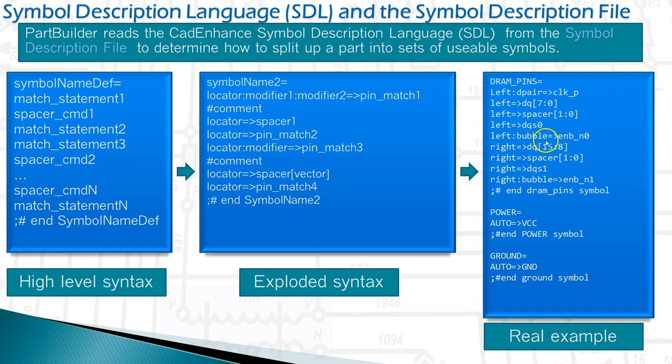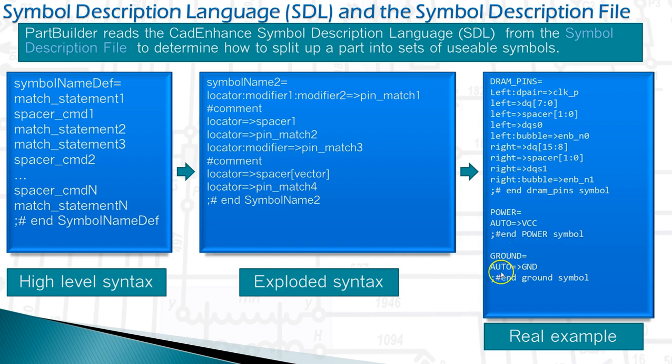On the right I want to put DQ 15 to 8. On the right, I want to put spacer 1 to 0, 2 spacers 1 to 0, and on the right, I'll put the DQS1, and then the bubble with the enable. Now we end that DRAM pin symbol, and we create a power symbol. Power equals, and we put auto equals VCC, which will place both VCC pins on both sides of the part.